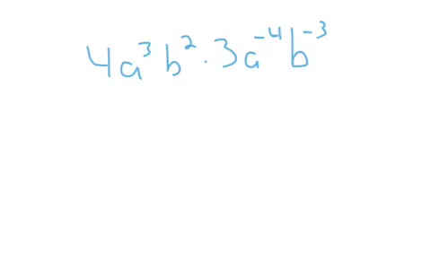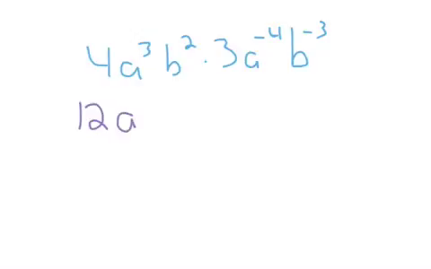Let's look at this one as well. So this looks like I'm multiplying. So let's perform the rules for multiplying, which, remember, we multiply our coefficients and we add our exponents with the same base. So 4 times 3 for my coefficients would give me 12.